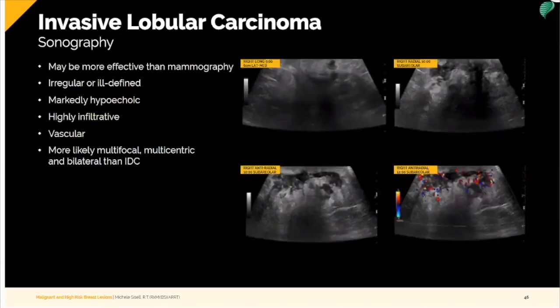In most cases, ultrasound may be even more effective than mammography. Areas seen under ultrasound may be hypoechoic, irregular, ill-defined, vascular, and may extend beyond a single quadrant or even to the other breast.